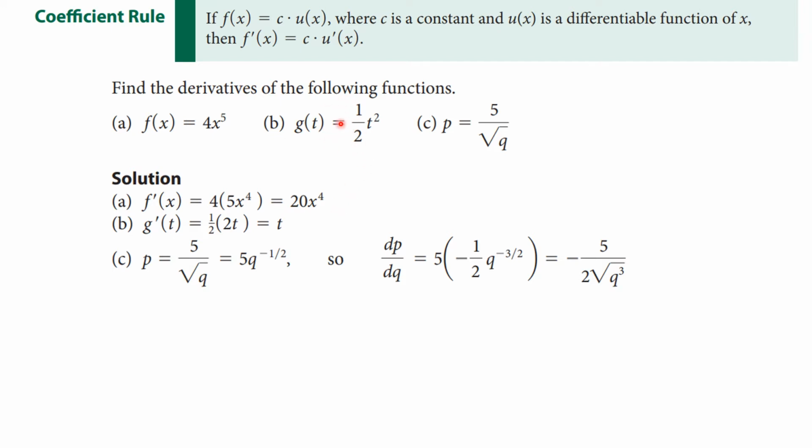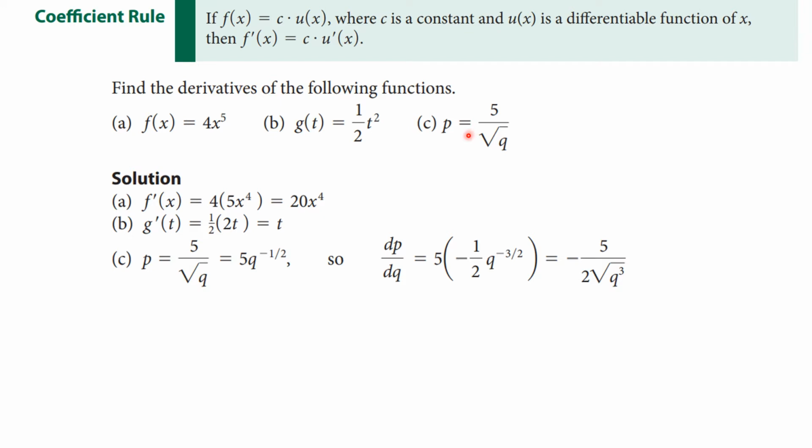Similarly, in this case, d(t) is equal to half t squared. So half is the constant number, and t squared is the function. How do we find the derivative? It will be equal to half times the derivative of t squared, which is 2t. Then you can cancel this 2 and 2, and you will get t.